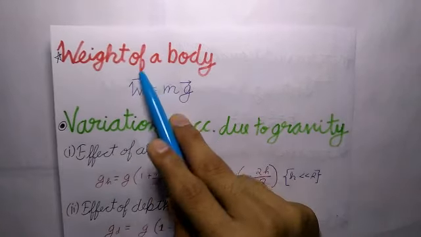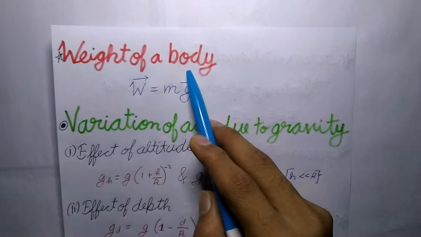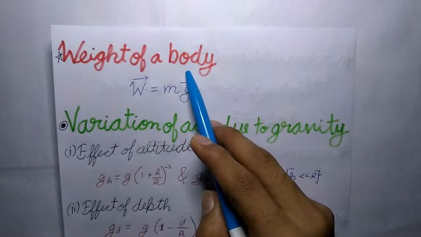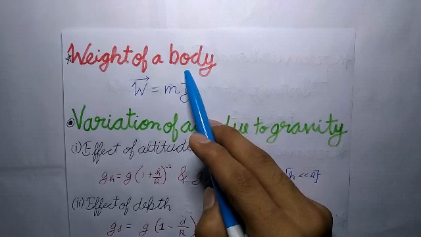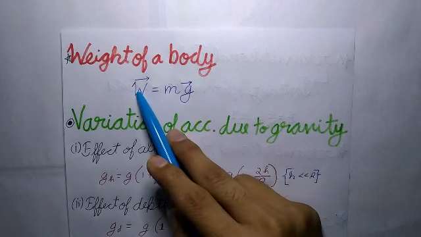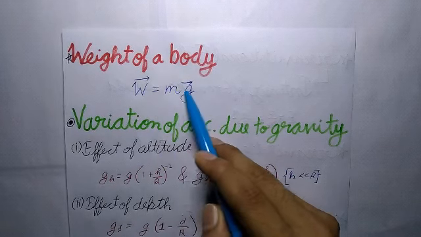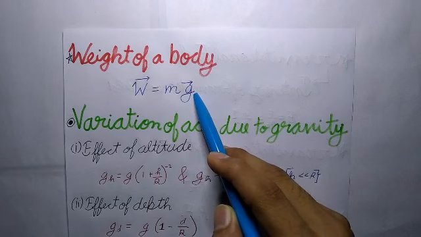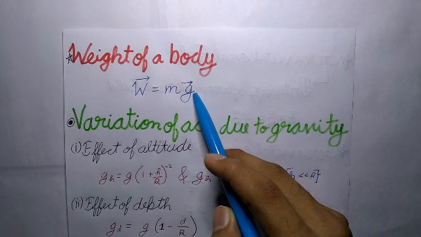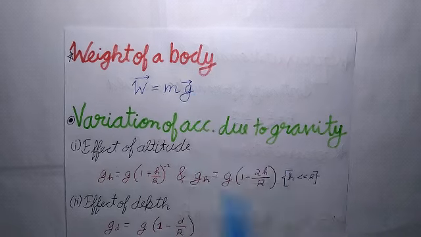Now, next is weight of a body. It is the gravitational force with which a body is attracted towards the center of the earth. W equals mg. Weight of a body is a vector quantity. It is measured in newtons, kg, watt, etc. The weight of a body varies from place to place because of the variation in the value of small g.